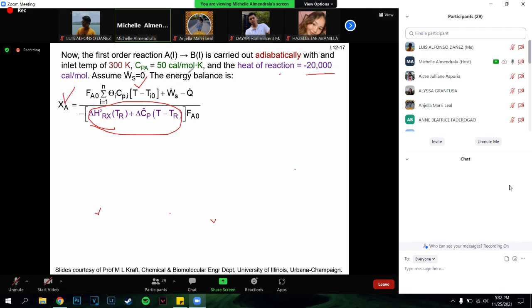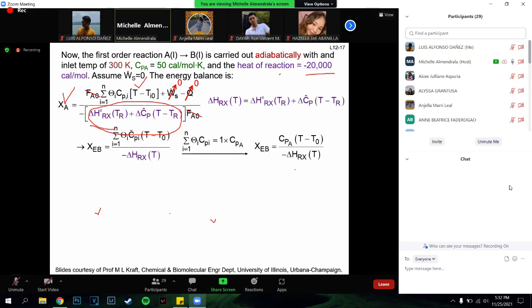Since, based on this problem, this is a very direct CSTR. This is adiabatic, WS is 0, FAO therefore can be simplified. And so the enthalpy of the reaction is known, and you just have to find the value of your summation of pi CP. Again, the summation of pi CP is simply, of course, everybody knows how to measure that.